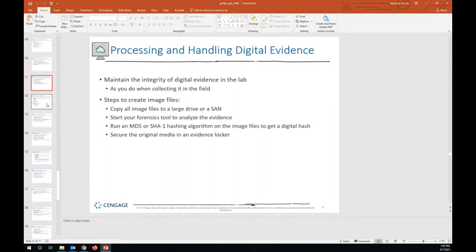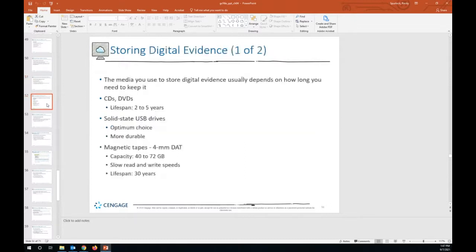When processing and handling digital evidence, you want to maintain the integrity of the digital evidence in the lab, the same as you do when you're collecting it in the field. So you want to create an image file. Steps to create an image file include copying the image files to a large drive or SAN, starting your forensic tool to analyze the evidence, running an MD5 or SHA-1 hashing algorithm on the image files to get a digital hash, and securing the original media in an evidence locker.